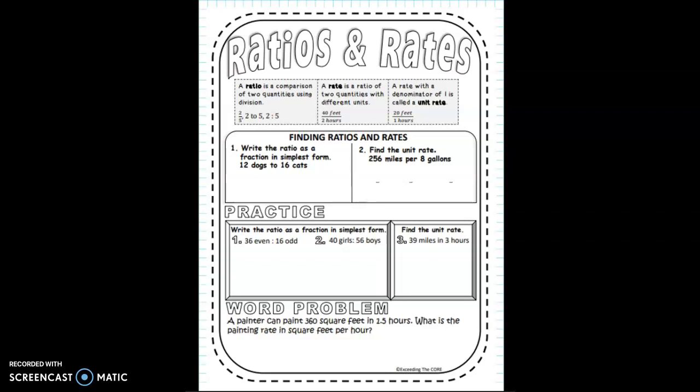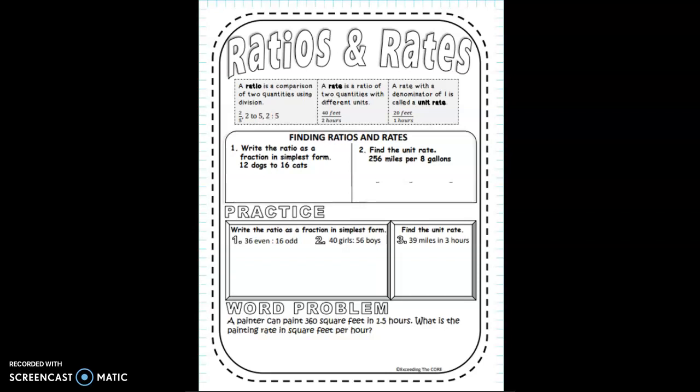40 feet to 2 hours. Or it can be read as 40 feet per 2 hours. A rate with the denominator of 1 is called a unit rate. 20 feet per 1 hour.